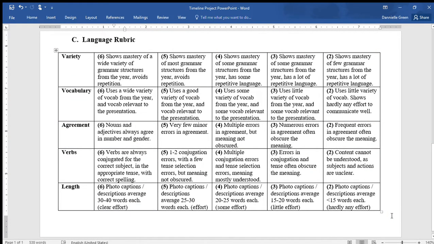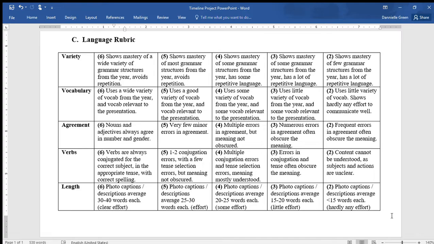While I'm grading your captions, I'm looking at these 5 criteria. 1 is variety. You want to show that you can use a wide variety of grammar structures from the year. You want to avoid repetition in these captions. So each slide should not be, in this picture I did this, in this picture I did that. That would be an example of repetition.